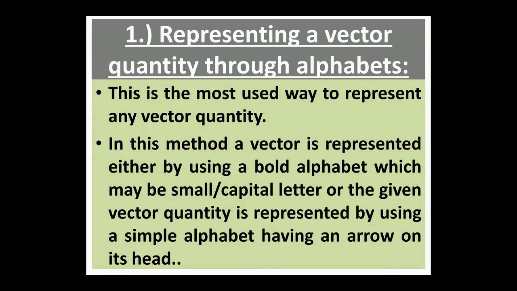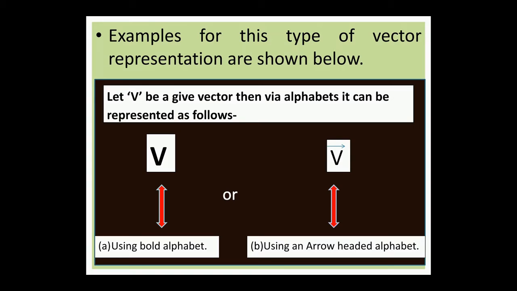In this method, a vector is represented either by using a bold alphabet, which may be small or capital letter, or the given vector quantity is also represented by using a simple alphabet having an arrow on its head. The example of this type of vector representation is shown in figure A. You can see that here we are using a bold alphabet V. Here we have taken V as a vector quantity. So now we can represent it in two different ways.